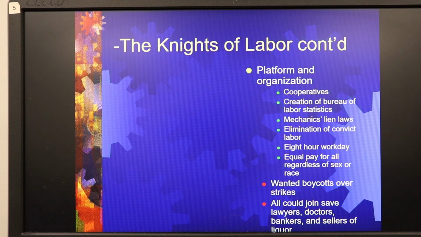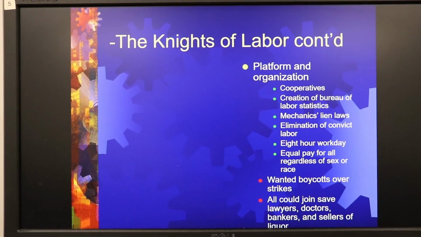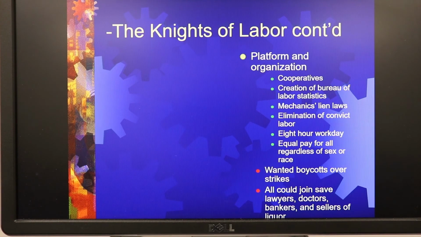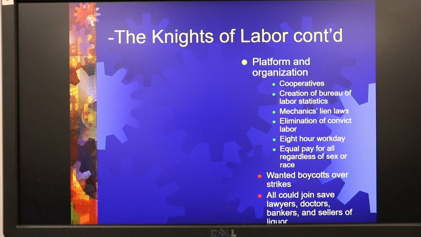They wanted the elimination of convict labor, because basically people used to go and work out deals with wardens at prison and hire the prisoners to do work really cheap. They wanted an 8-hour workday. They wanted equal pay for all, regardless of sex or race. They preferred boycotts to strikes.